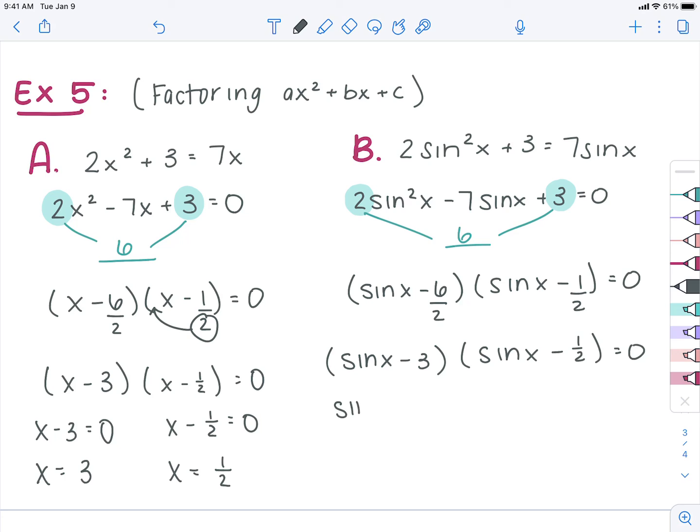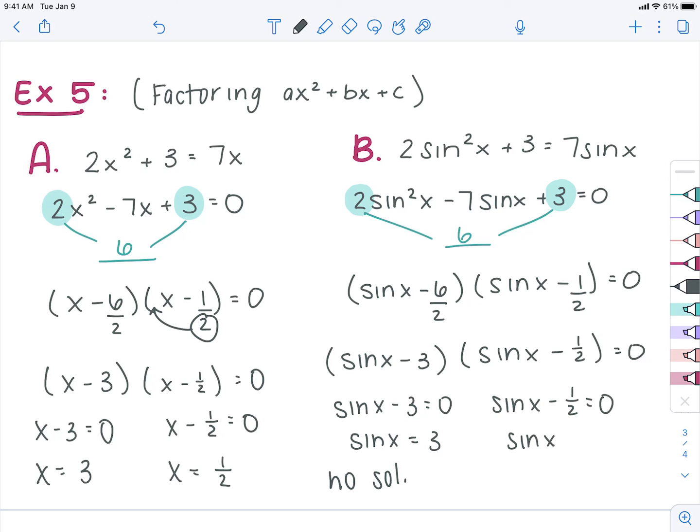Take both of my factors and set them equal to 0. And then I need to solve both of them. So I'm going to add 3. Am I ever going to have a place where sine of x equals 3? No, it's too big. The number's too big. No solution.